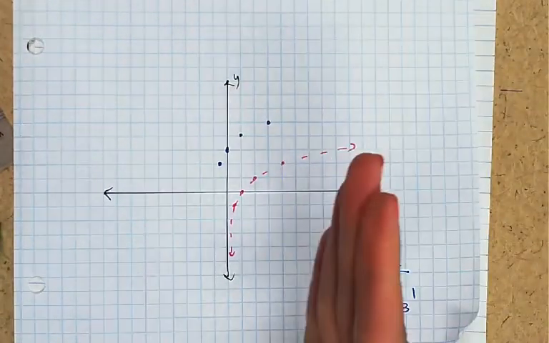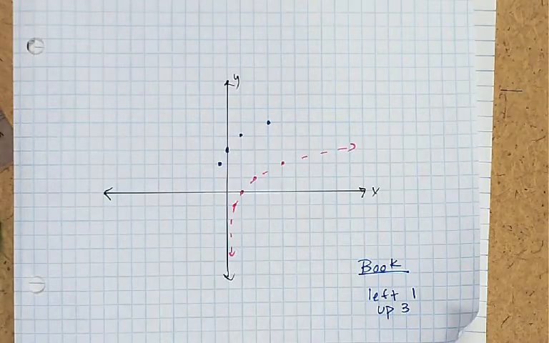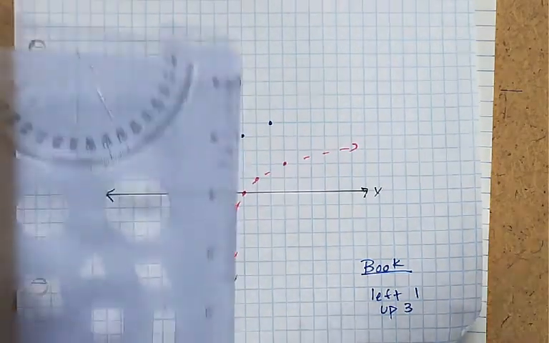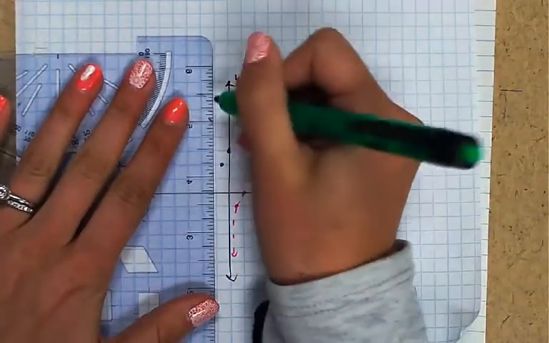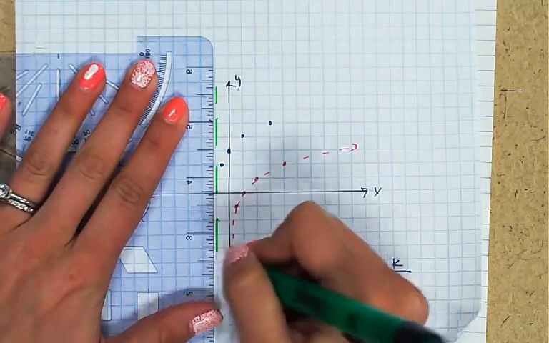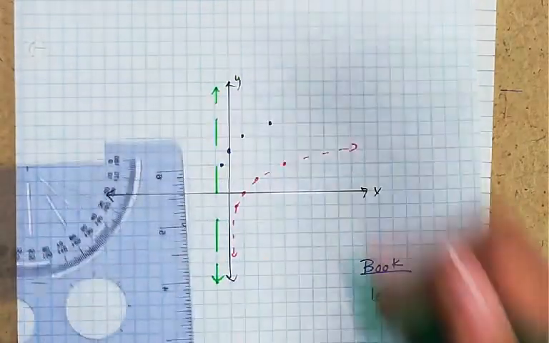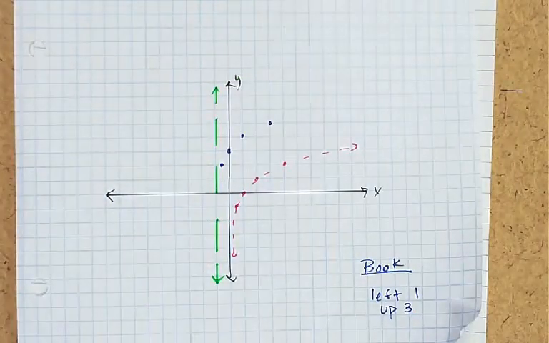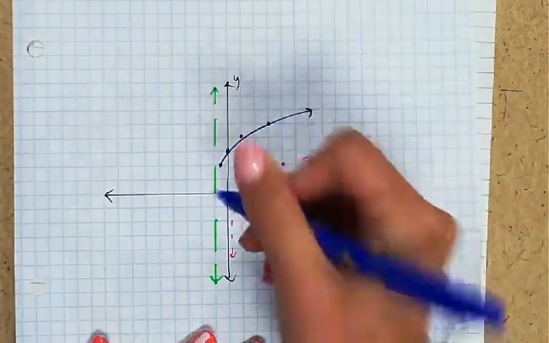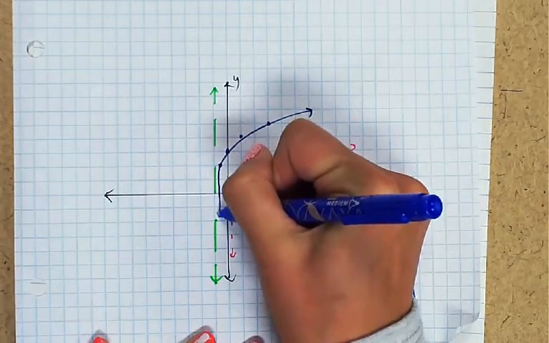Okay, so because we shifted to the left 1, that means our asymptote went with it. Instead of being on the y-axis, it's going to go to the left 1 and be at negative 1. So if I fill in my answer here, I'll do the final answer solid. Don't go across.